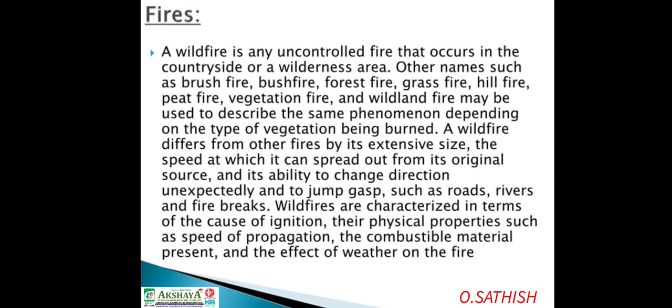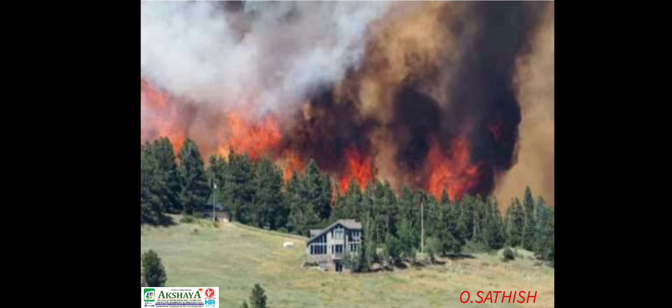A wildfire differs from other fires by its extensive size, the speed at which it can spread out from its original source, and its ability to change direction unexpectedly and to jump gaps such as roads, rivers, and fire breaks. Wildfires are categorized in terms of the causes of ignition, their physical properties such as speed of propagation, the combustible material present, and the effects of weather on the fire. In the upcoming picture, we can see the forest fire.